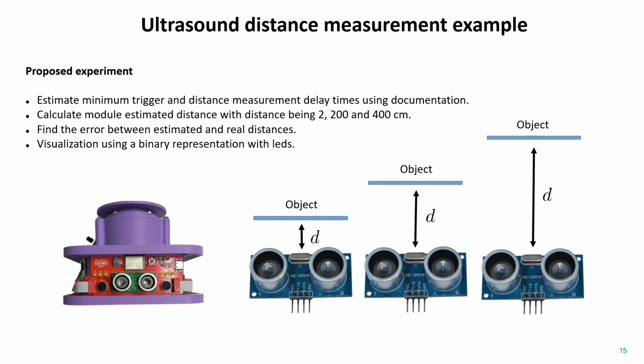In this slide, we propose that you create a distance measurement system that measures objects at 200 and 400 centimeters. After that, you have to find the error between estimated and real distances. Finally, you will have to represent visually the distance using Charlieplexed LEDs and binary codification.